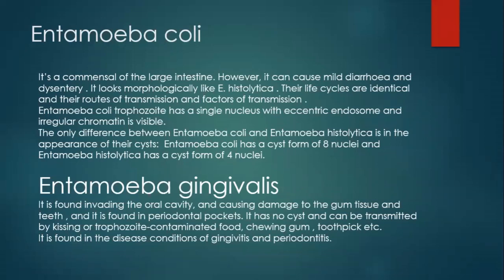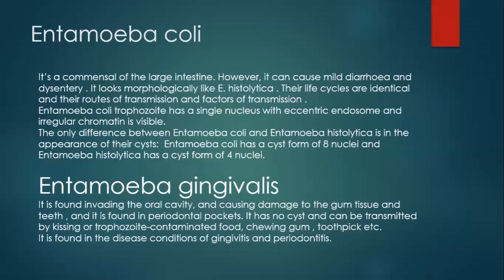These are cousins, like I said before. They are not really harmful to the human being, but they can be. They can abnormally transform to damage the host's body system. So it's a commensal and it can cause mild diarrhea and dysentery. It looks morphologically like Entamoeba histolytica, and their life cycles are identical. Their routes of transmission are the same, and their factors of transmission are the same. But one major difference is that Entamoeba coli has 8 nuclei in its cyst form, while Entamoeba histolytica has 4 nuclei in its cyst form.